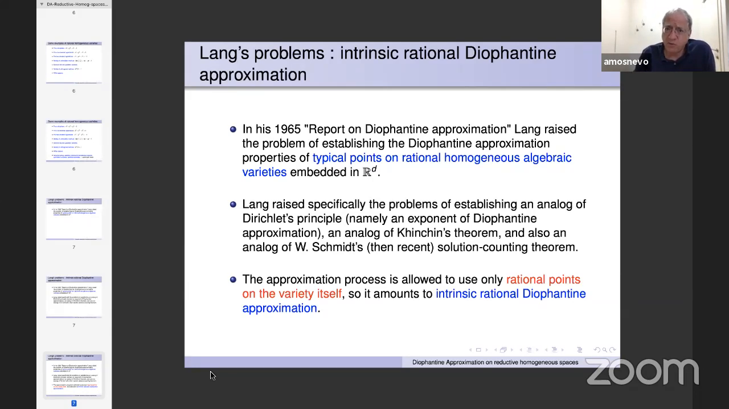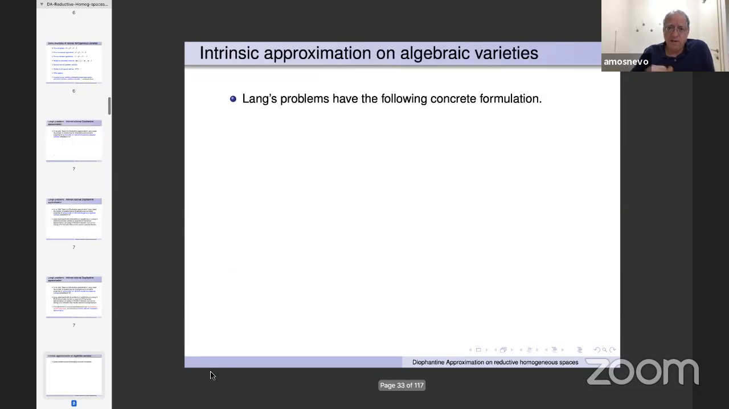So going back to our examples, Lang's problems have the following concrete formulation.